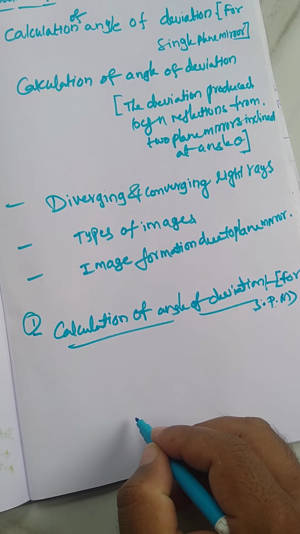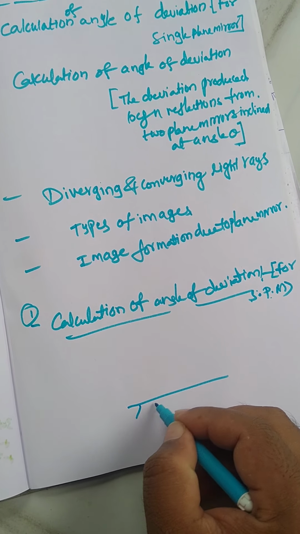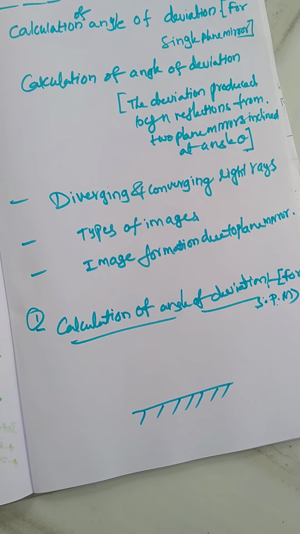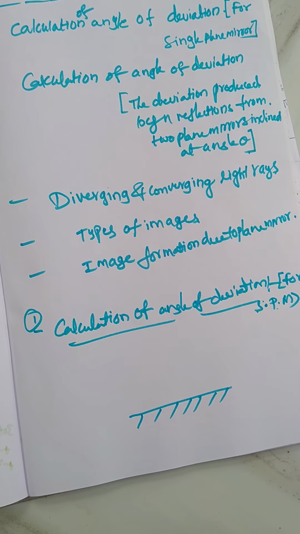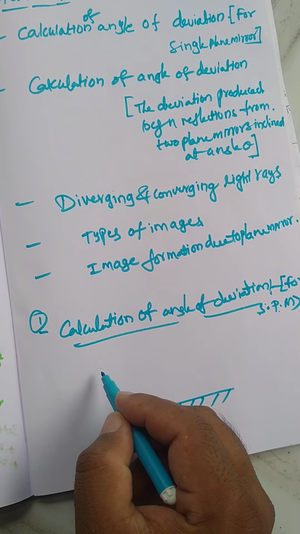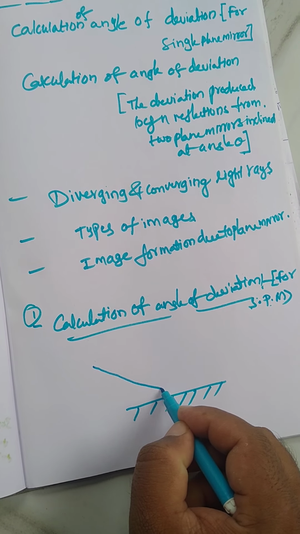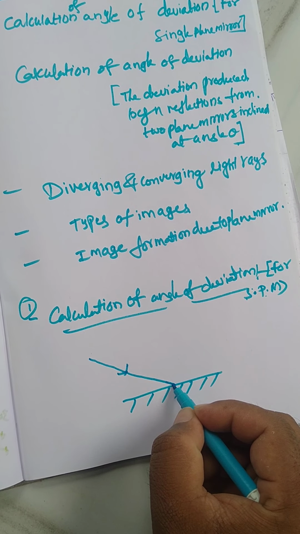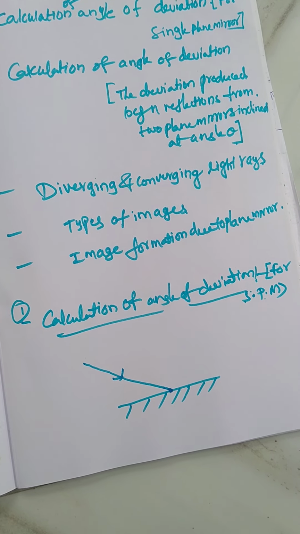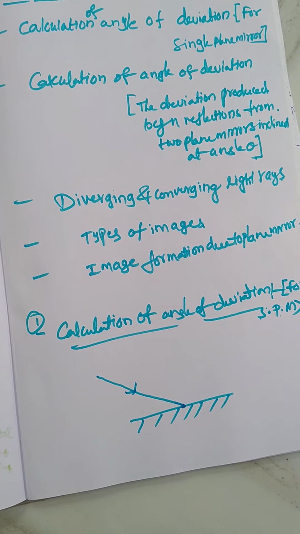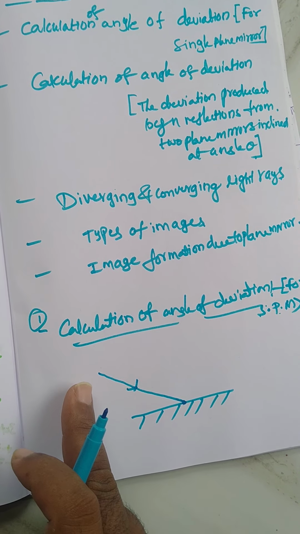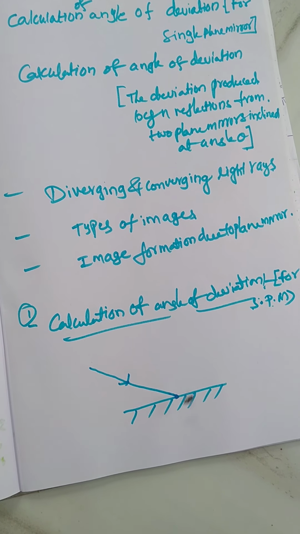See, for example, I am taking one plane mirror. I think I discussed this in CBSE itself, but actually it is a foundation concept. In CBSE it is not there. So I am taking an incident light ray, which is incident on a plane mirror. The point at which the incident light ray strikes the mirror is known as the point of incidence. The ray which strikes the mirror is known as the incident light ray.